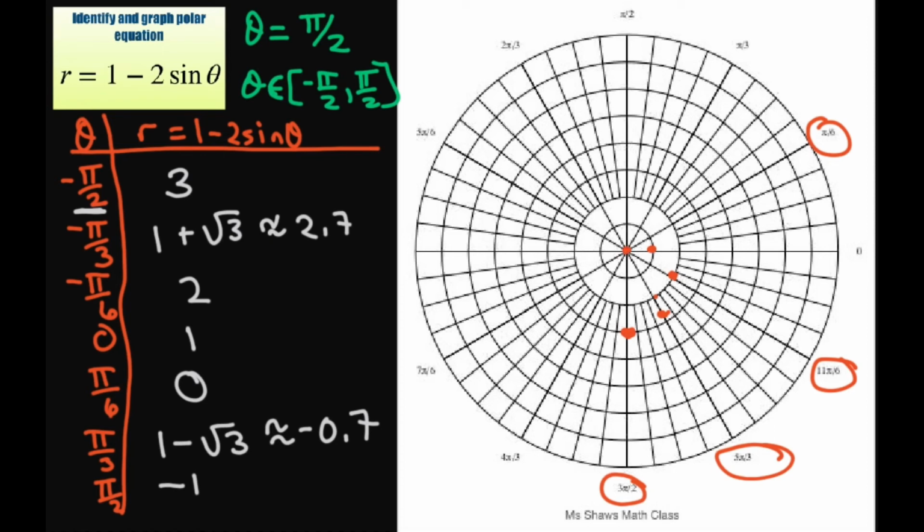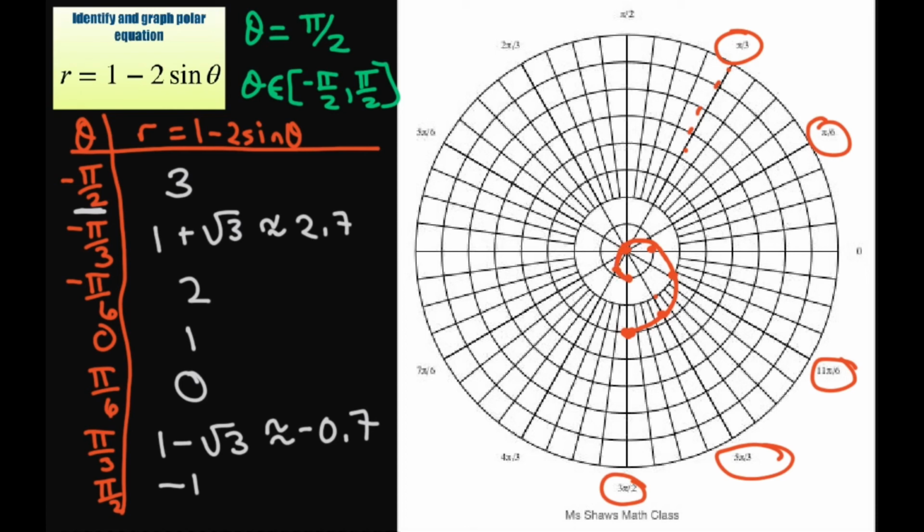So let's see how this is going so far. It's looking like this. Then at pi divided by 3, it's at negative 0.7. So at this line here, we have to go the other way, and that's going to be close to 1, but not quite. And at pi divided by 2, it's negative 1. So there we go.